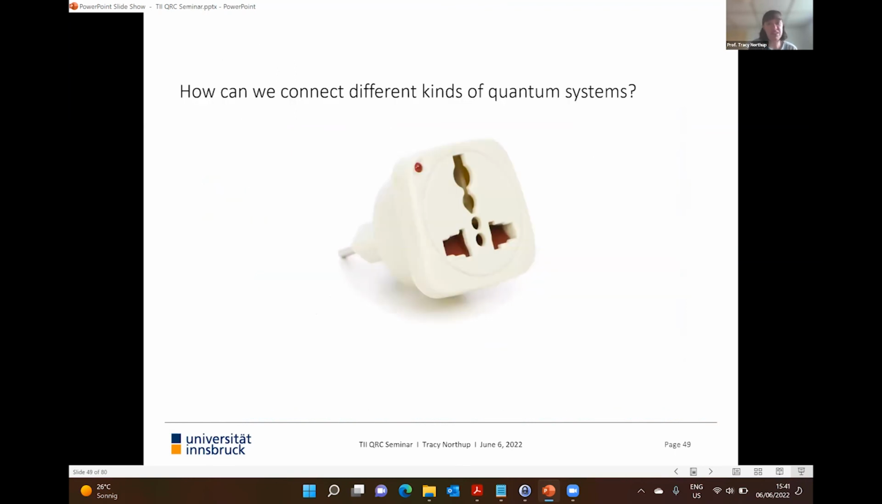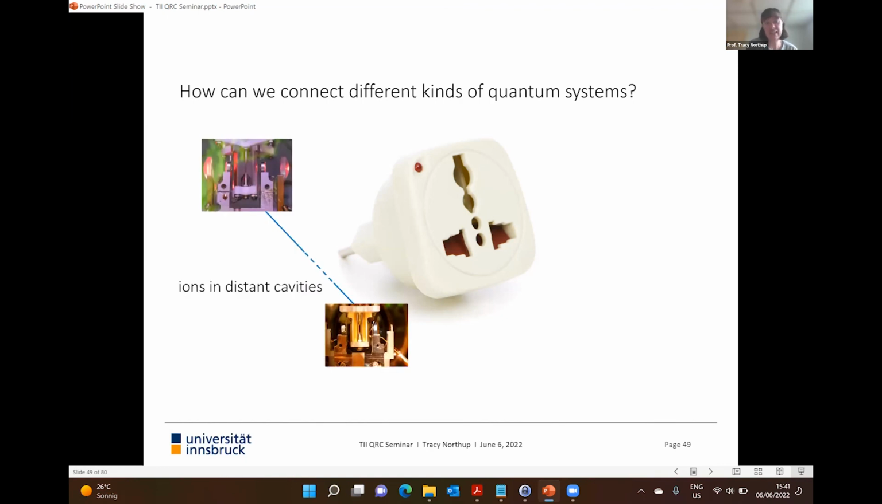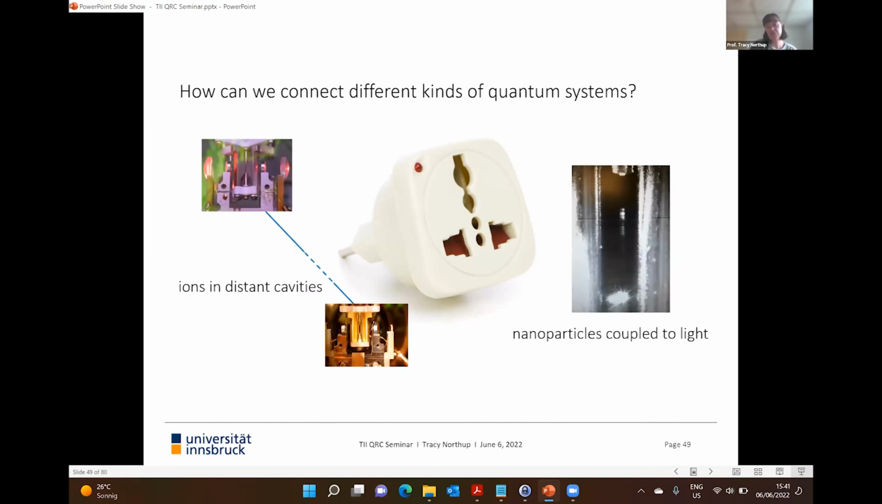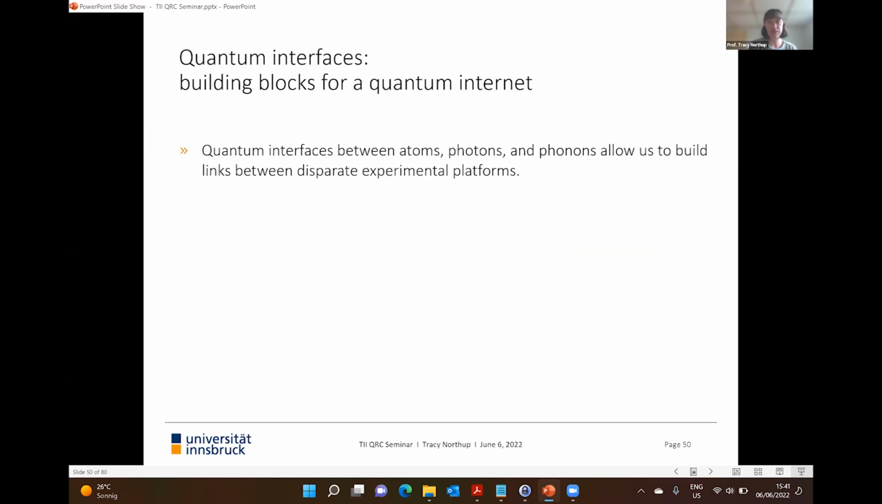So to wrap things up, we started with this question about connecting different kinds of quantum systems. I showed you how we can connect ions in different cavities, but I also showed you how we're coupling nanoparticles to light and how we're hoping to bring that system as well, a much larger system, into the quantum regime. I've described to you that our quantum interfaces between atoms, photons, and phonons allow us to build links between disparate experimental platforms.